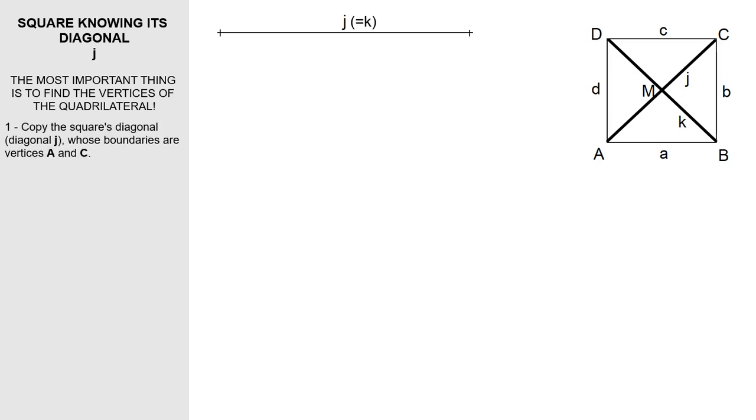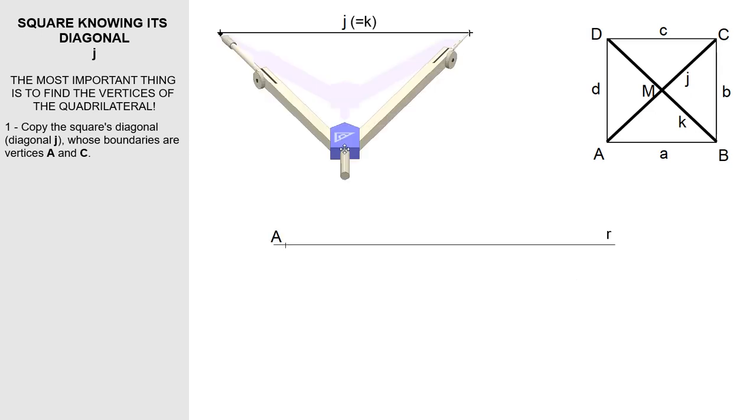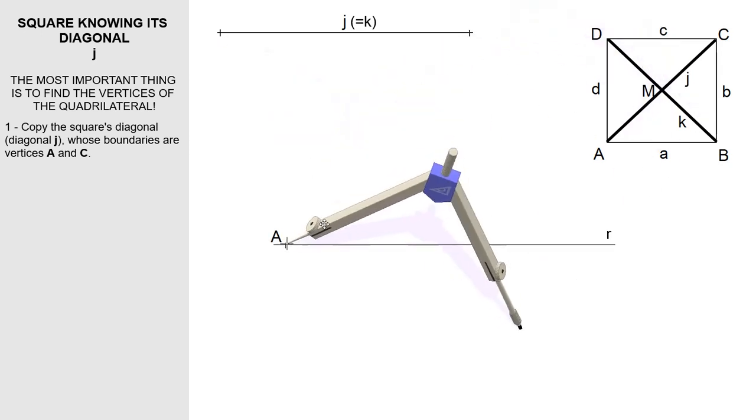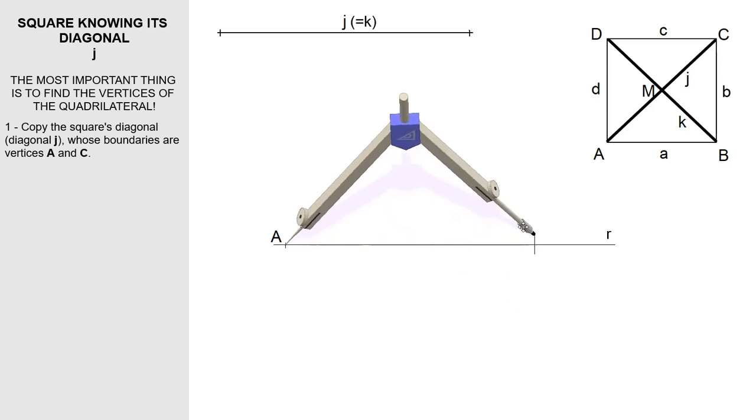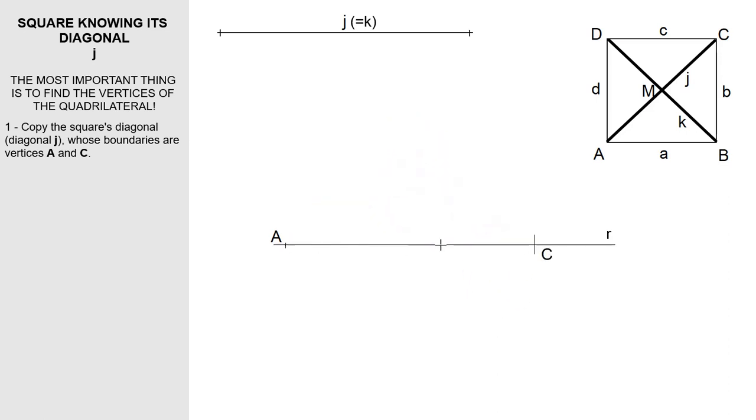We begin drawing a straight line R where we mark the first vertex of the square, vertex A. Then we copy the length of the diagonal from vertex A, getting this other point which is vertex C. So the line segment bounded by both vertices A and C is diagonal J. Vertices B and D left are on the perpendicular bisector of line segment AC.